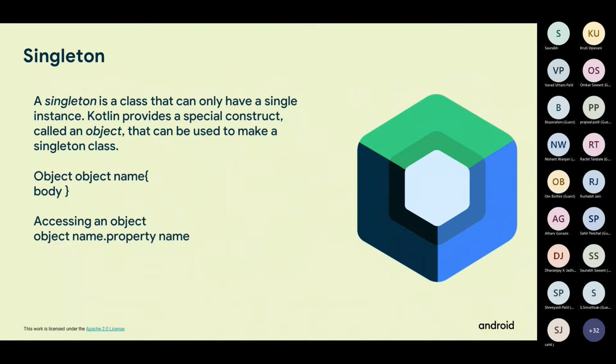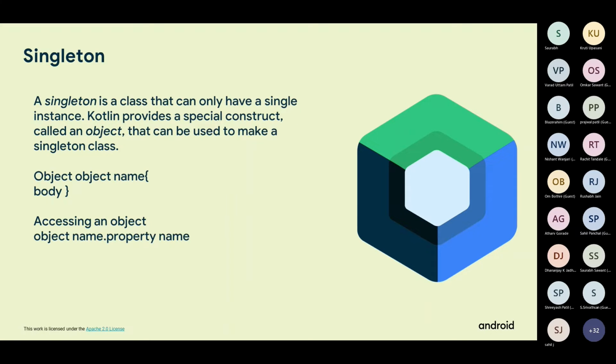After this, we have singleton. A singleton is a class that can have only a single instance. Kotlin provides a special constructor called object that can be used to make a singleton class. For example, if we create an application where you can log in only from one device.